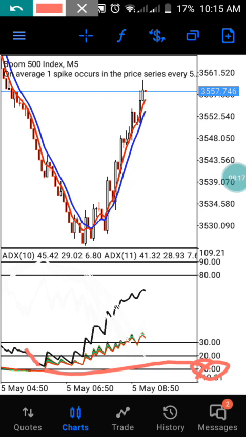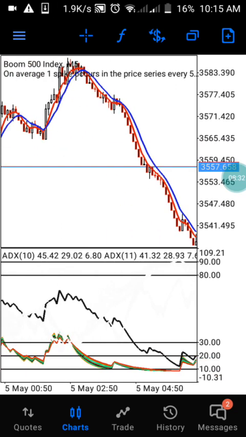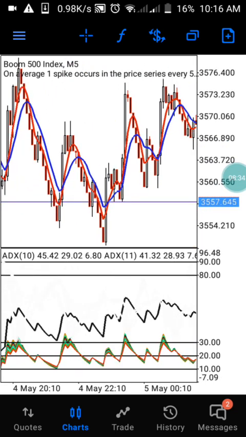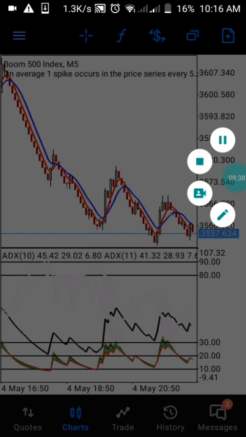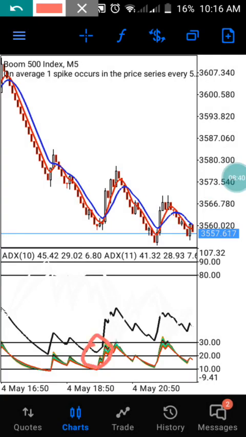Even when it moved below the 20 level, you see this particular level now, if you enter from this particular level, you're going to catch a lot of spikes, even when the market still continues taking up an uptrend. You see, that's exactly how it keeps happening in the market. You see the same thing also happens here. No matter how the market is, it is going to respect that level.